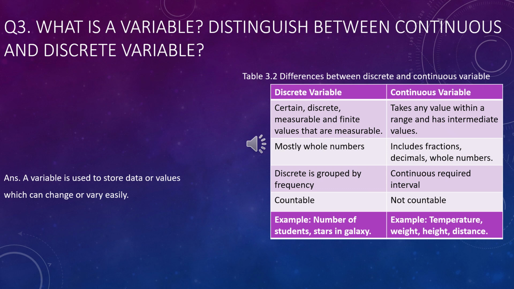Examples for discrete variable can be number of students, stars in a galaxy. Now examples for continuous variable can be temperature, weight, height, distances.